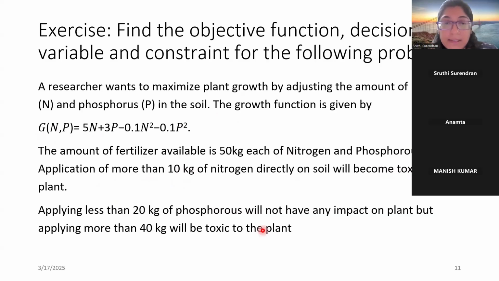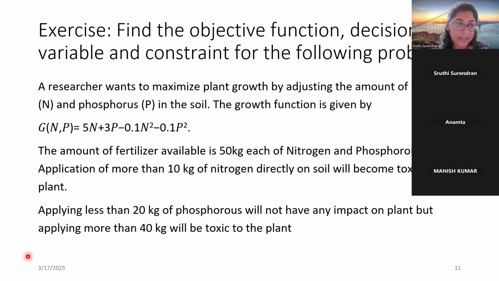So here, let's go with the objective function first. What is the objective function over here? Here they have said that totally there is only 50 kg of nitrogen, 50 kg of phosphorus. They have also said that more than 10 kg of nitrogen is going to be toxic. So the maximum that you can apply is 10 kg. In case of phosphorus, applying less than 20 kg is of no use. So the minimum you need to apply is 20, but the maximum you can apply is 40.